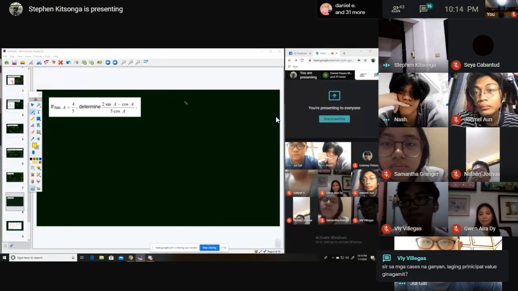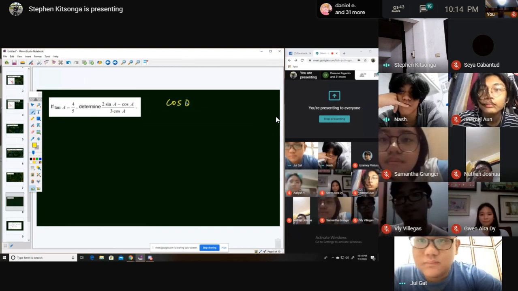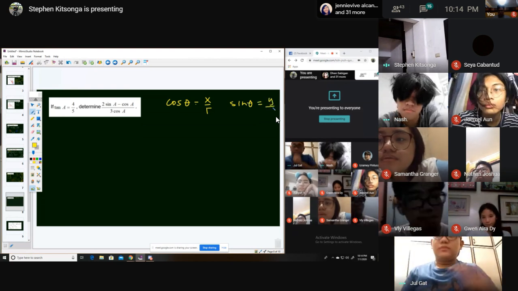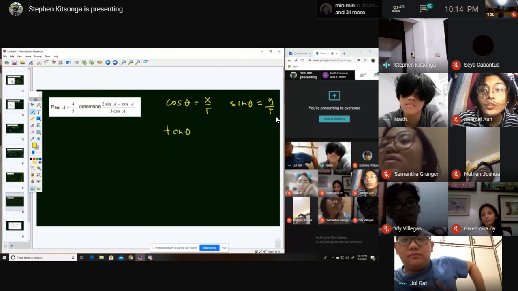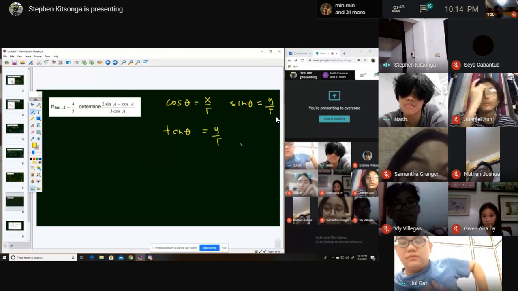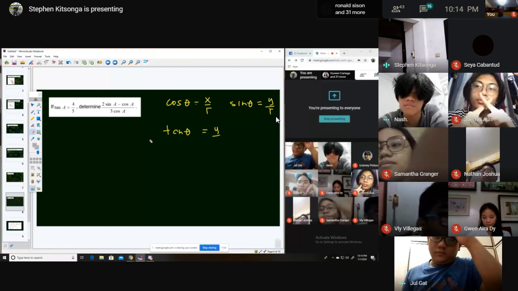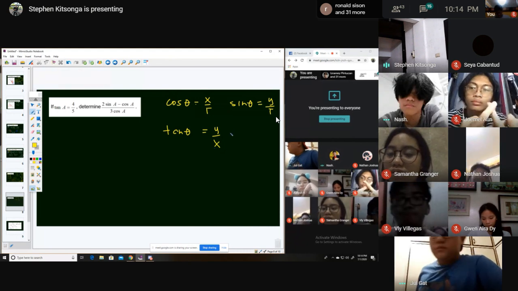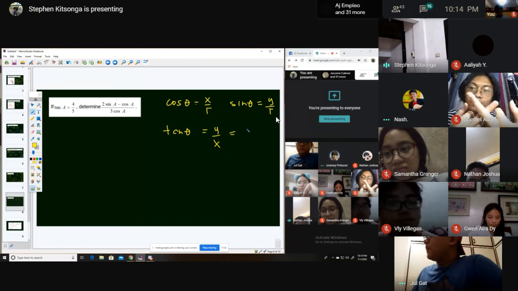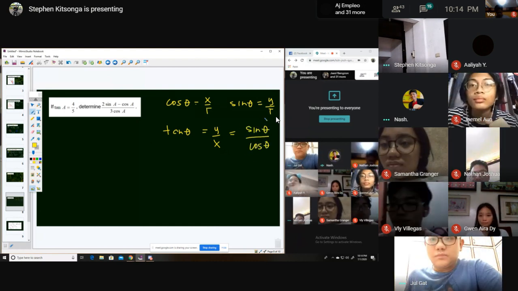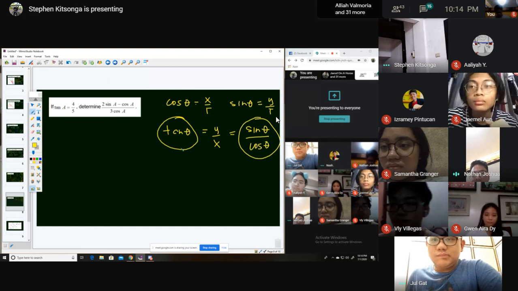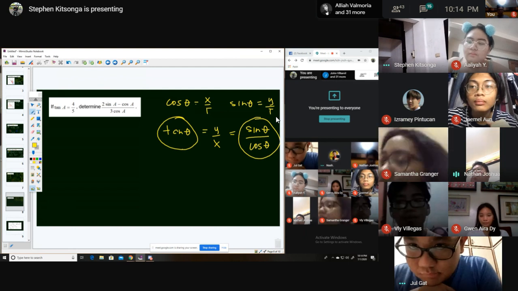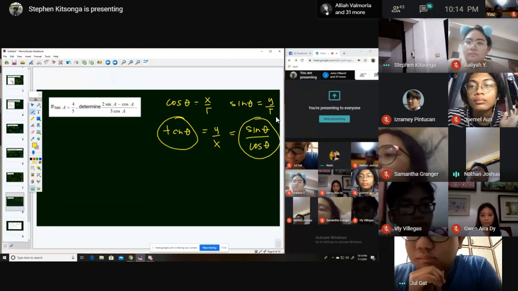Identities. The identities. First, look at this. Cosine is x over r. Sine is y over r. From the definitions of the trigonometric functions, tangent is y over x. This is the same as sine over cosine. This is one of the quotient identities.